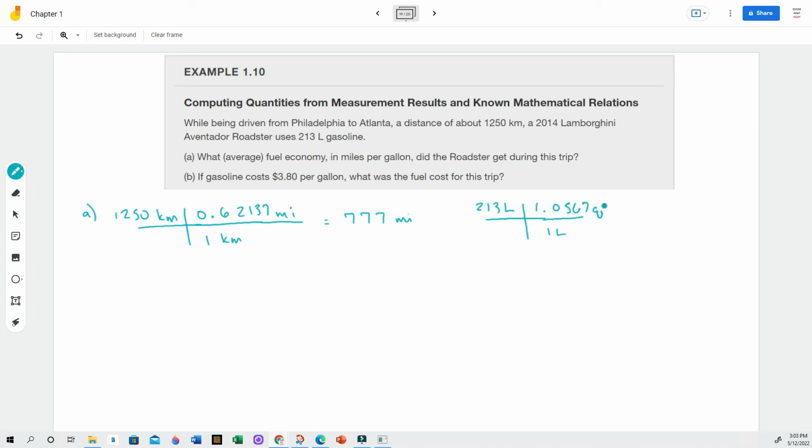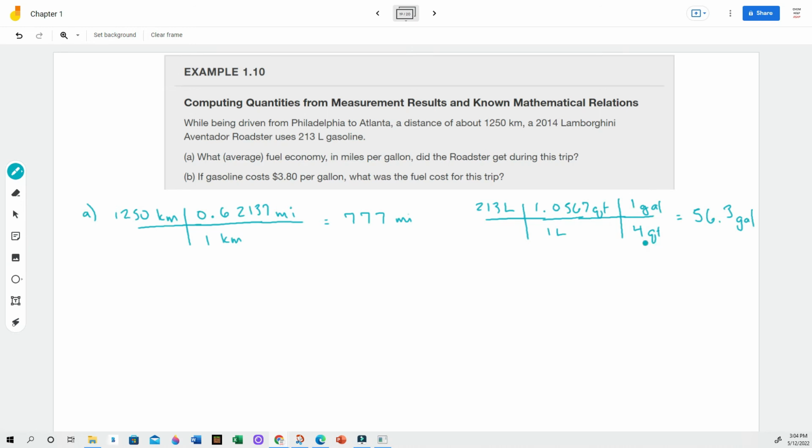7 quarts. And of course, there are 4 quarts in 1 gallon exactly. Okay, so this is going to give me 56.3 gallons. Again, double check my sig figs. So I started with 213 liters. That has 3 sig figs. This conversion factor has 5 sig figs. And this is another exact conversion factor.